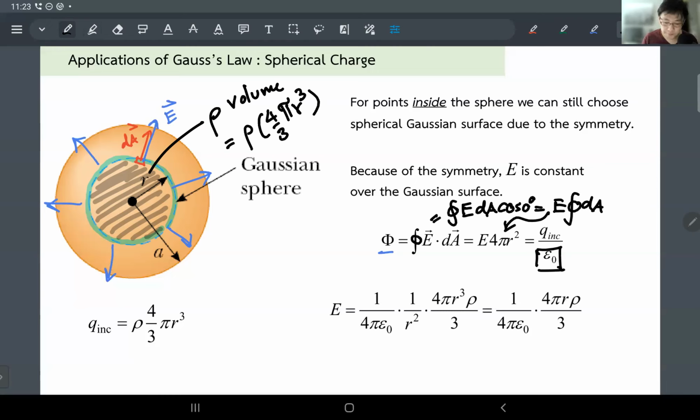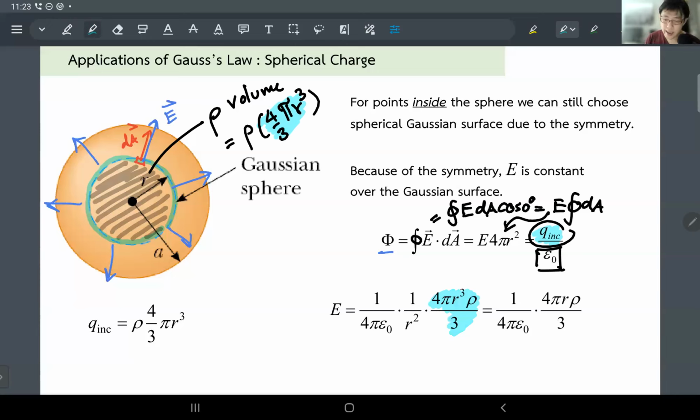Okay. So that's it. You just plug in that amount of charge here. Let me highlight that one to make it clearer. Here, this is the amount of charge that you want to put in. And that is going to be rho 4 pi r cubed over 3. Here we go. Those are all the blue there.